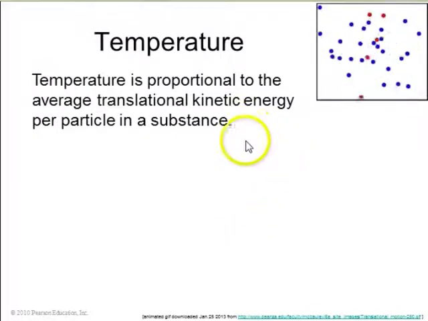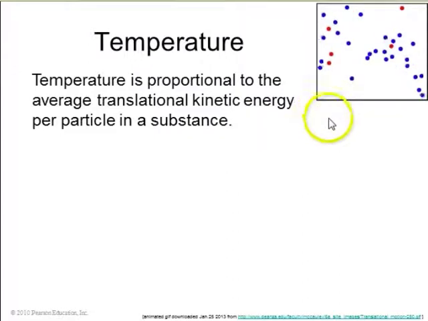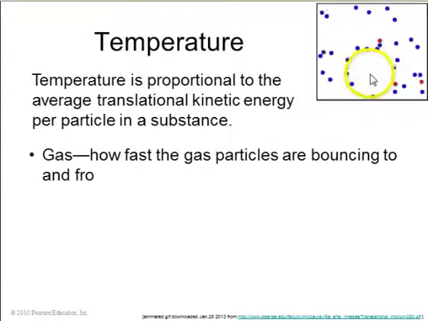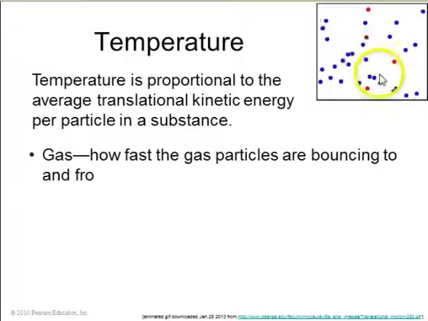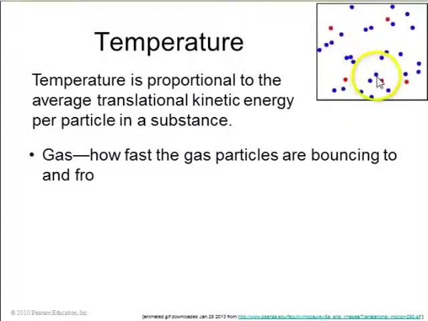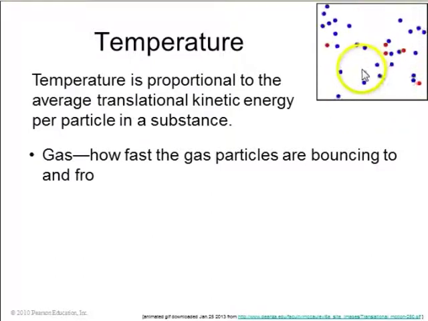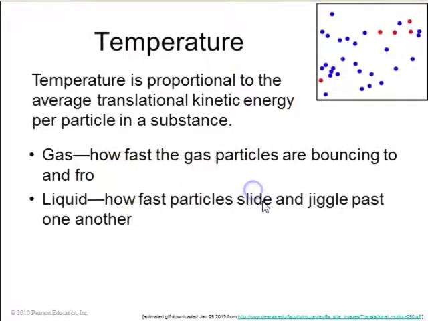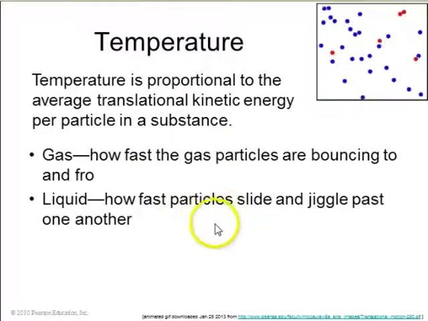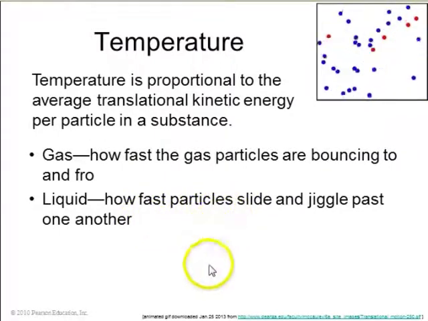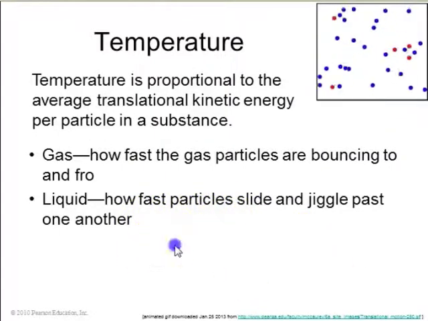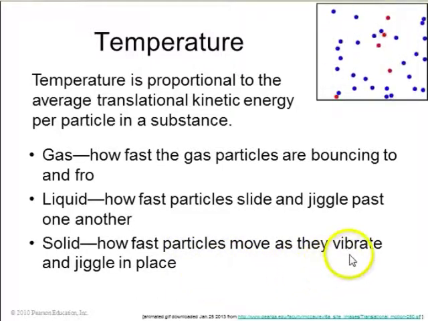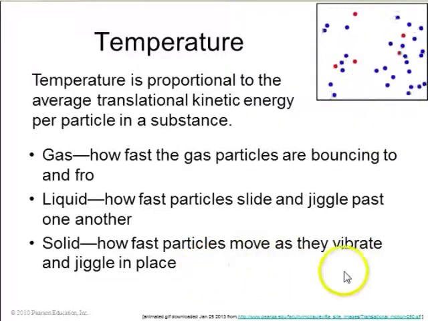Temperature is proportional to the average kinetic energy per particle in a substance. So for a gas, like you see here, these molecules are moving around with some average speed and giving it some average kinetic energy. If that increases, that will increase the temperature. For a liquid, the temperature is related to how fast the particles are all sliding and jiggling past one another. And for a solid, it's how fast the particles move as they vibrate in place.